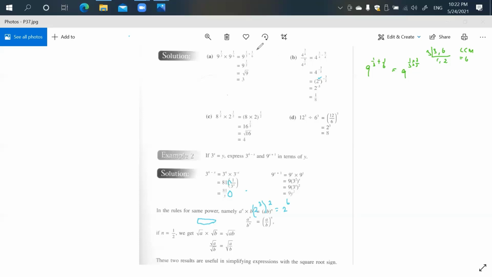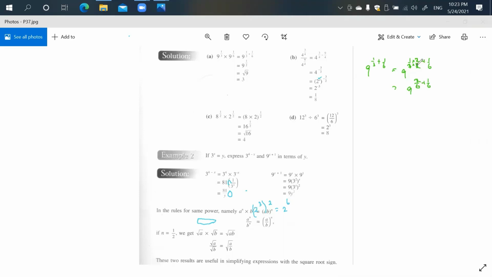Let me erase this one. And then plus 1 over 6, the denominator is already 6. So it becomes 9 power 2 over 6 plus 1 over 6. Sorry, it should be 2 times 1, which is 2 on the top.